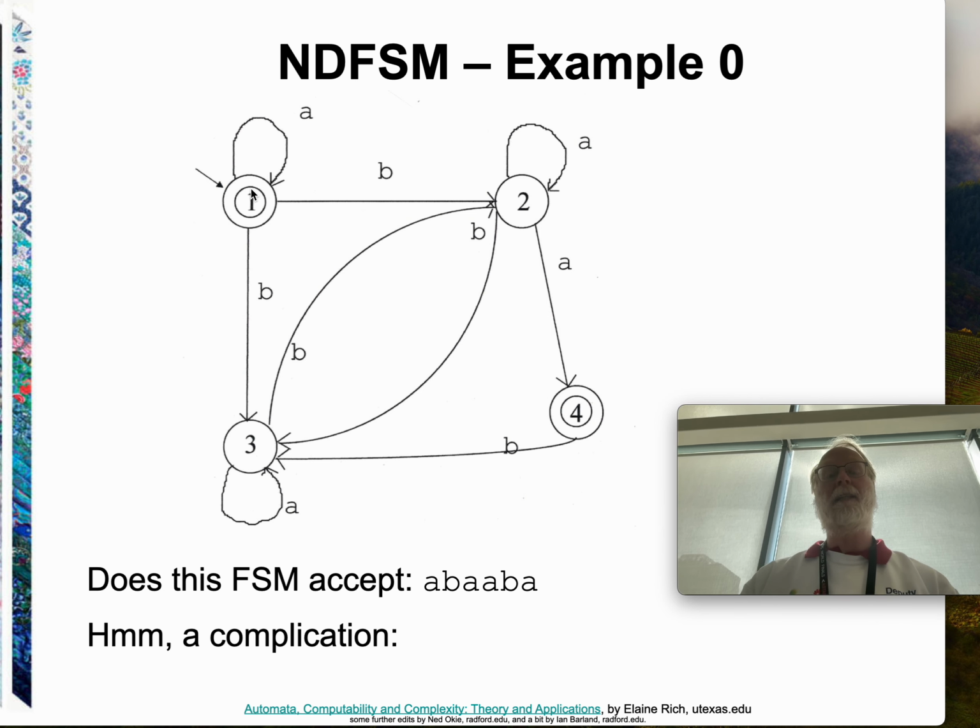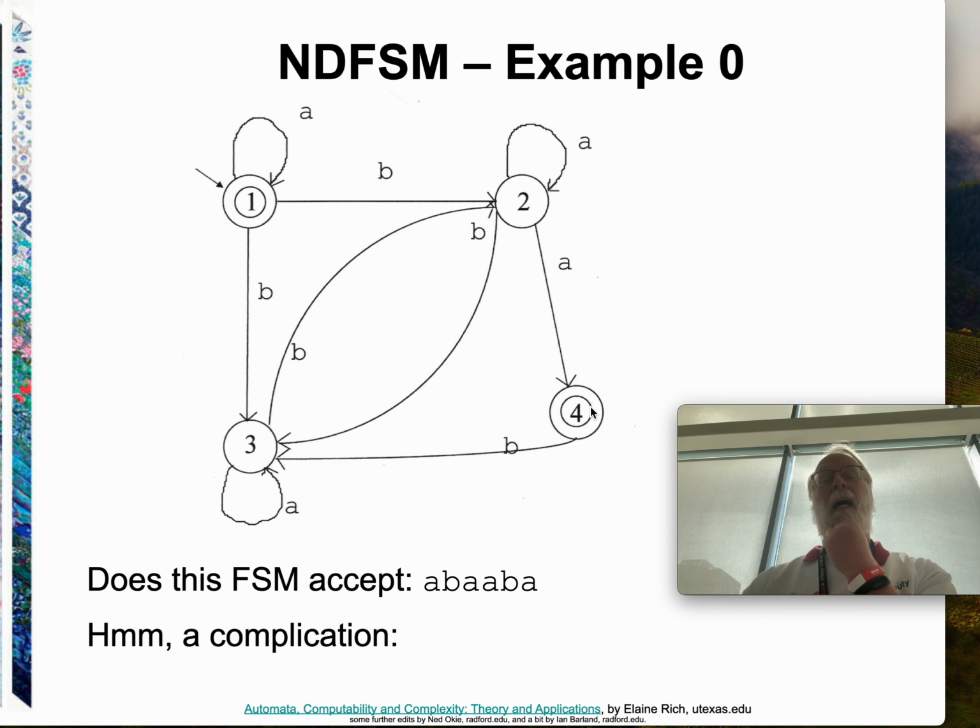So let's go A. Let's just try this one. I don't know what to try. B, A, and then I'm sitting in state 4, and I see another A. Ooh, and there's no transition at all.